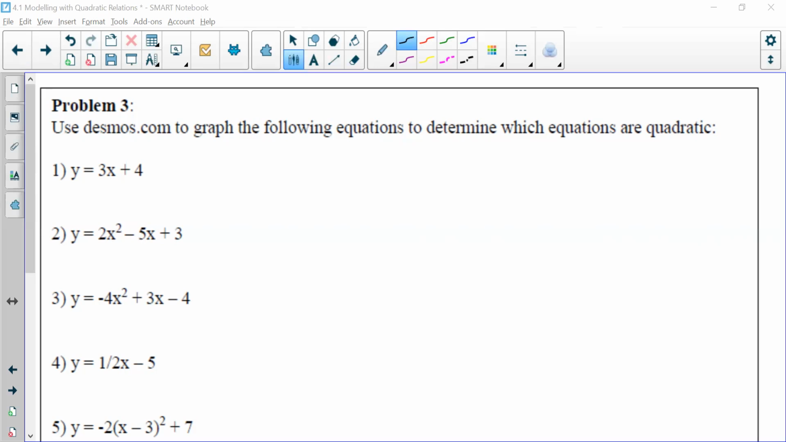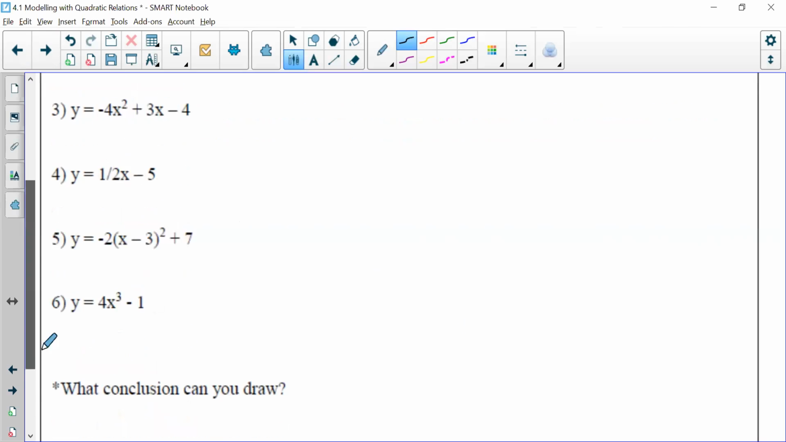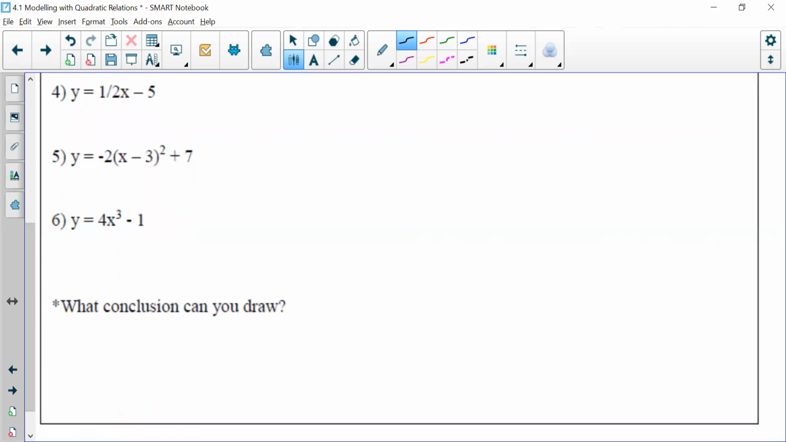And is that it, or is there more? If there is more, I can't see it. I can only see up to 5. Let me see. Oh, one more. There's one more. What's the last one? y equals 4x cubed minus 1. I forgot what you call the third one because usually that doesn't happen. Yeah, we don't see that very much, do we?